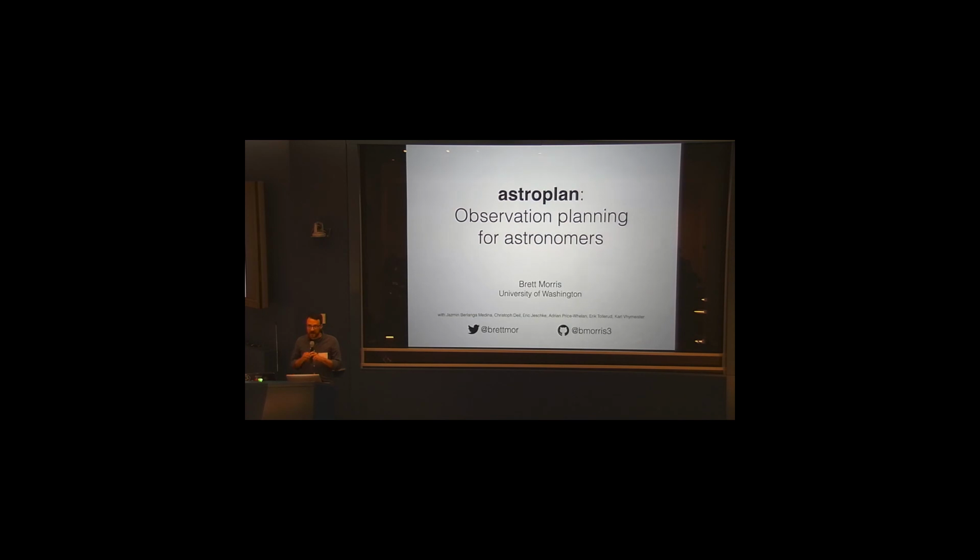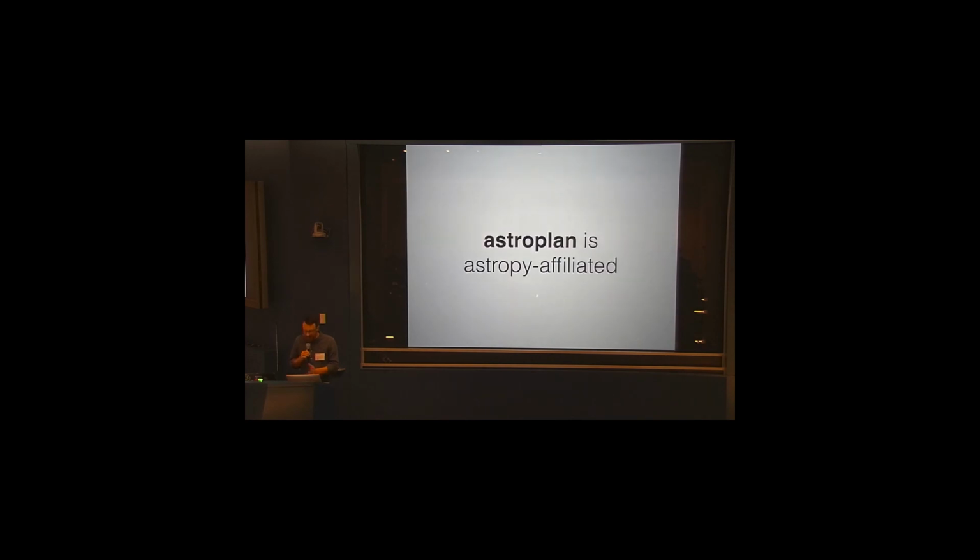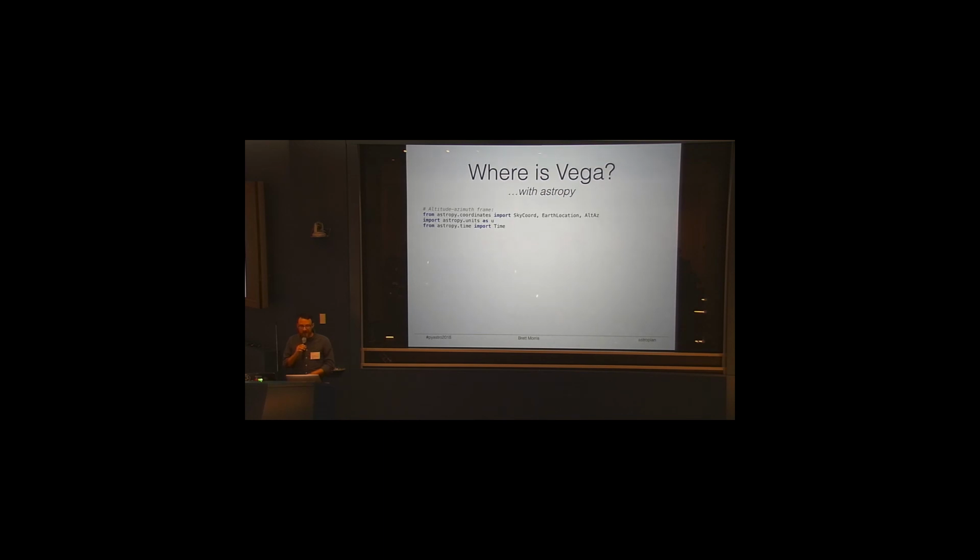AstroPlan is an AstroPy affiliated package meant for planning ground-based observations. It started as a Google Summer of Code project in which I was one of the first students, and then I later became a mentor on the project. And the main goal was to make problems like this easier. If you want to use AstroPy to answer the question, where is Vega right now? It takes a little bit of work. You need to know about how coordinates are stored in AstroPy in both space and time.